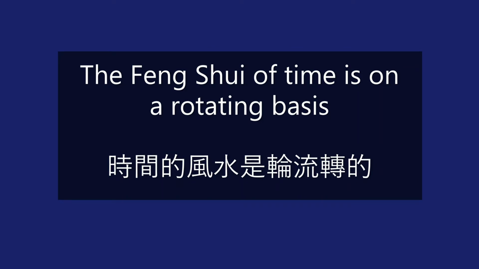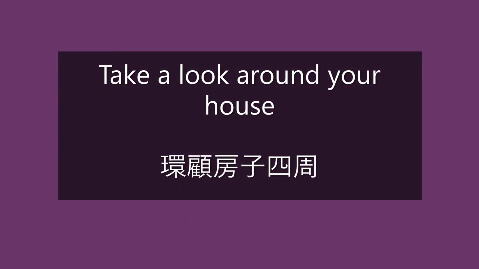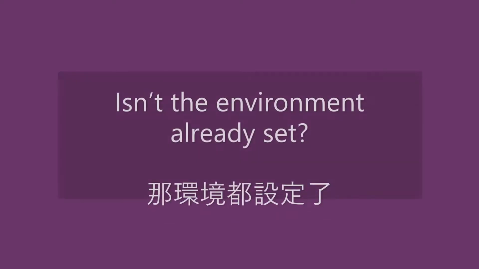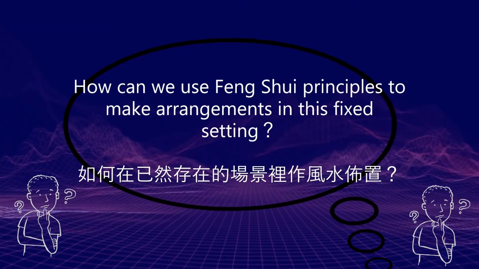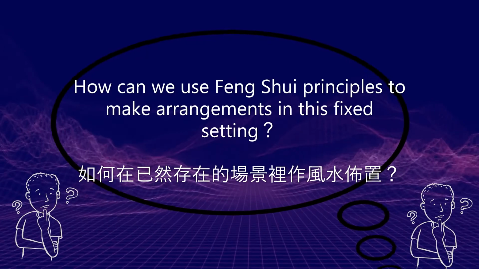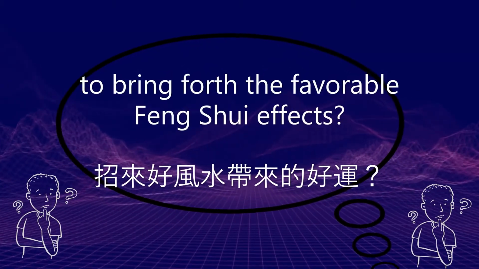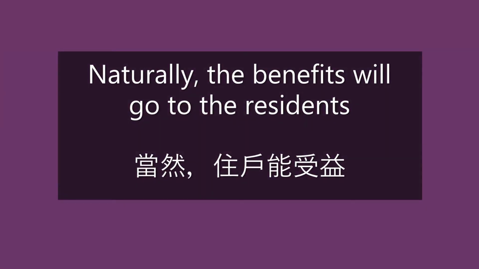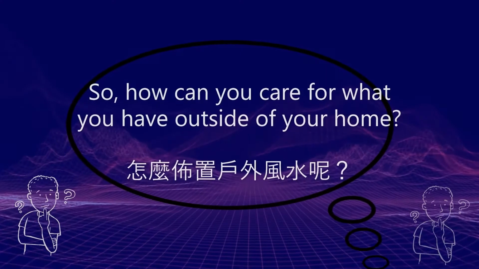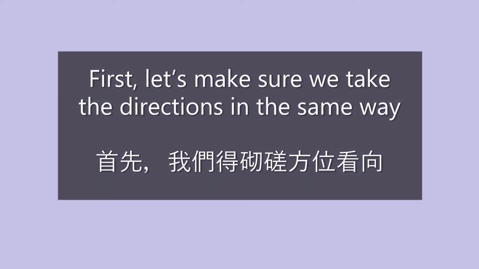The Feng Shui of time is on a rotating basis. The Feng Shui of space is more fixed. Take a look around your house. Isn't the environment already set? Then, how can we use Feng Shui principles to make arrangements in this fixed setting to bring forth the favorable Feng Shui effects? Naturally, the benefits will go to the residents. So, how can you care for what you have outside of your home?